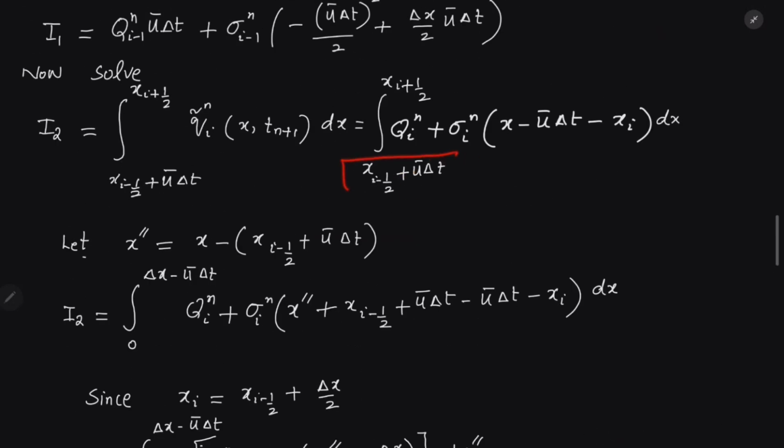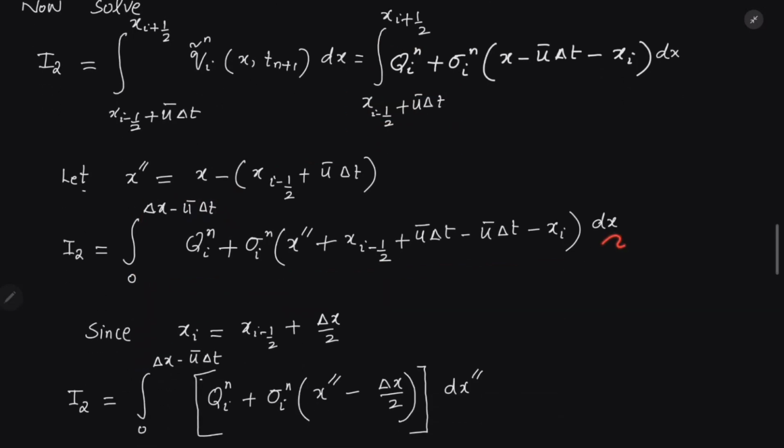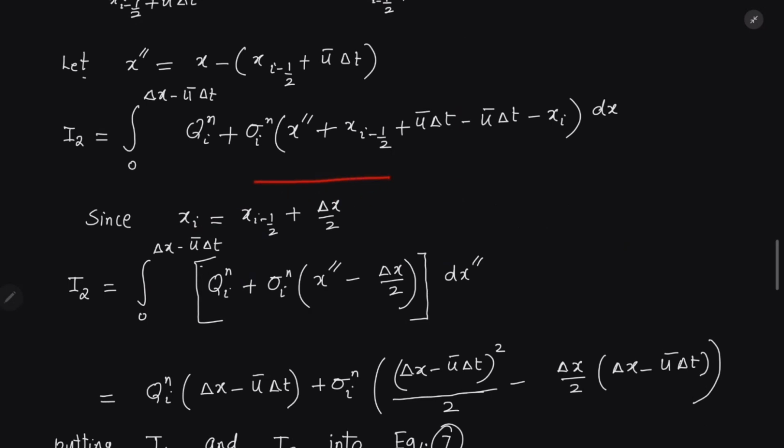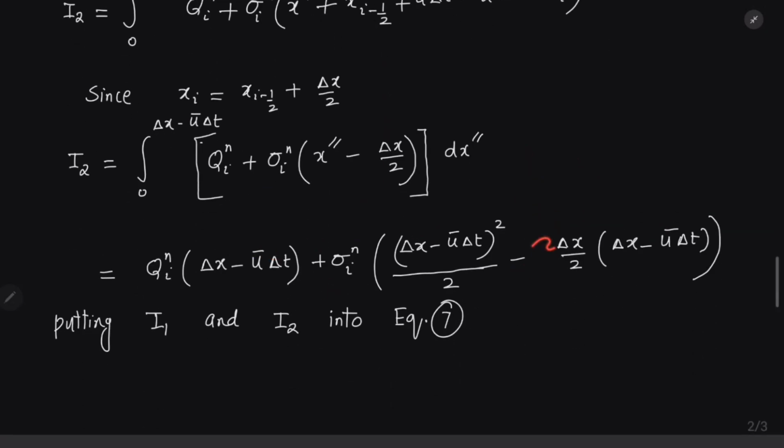When we put the lower limit over here, we get 0. When we put the upper limit, then we get delta x minus u bar delta t, and so on. So this will be the simple form over here. Also, we notice that xi can be obtained. For example, if we have xi minus 1 and this is xi, so xi can be obtained if we add delta x by 2 into xi minus 1 half, and after solving it, we get this answer. So this is just a constant.